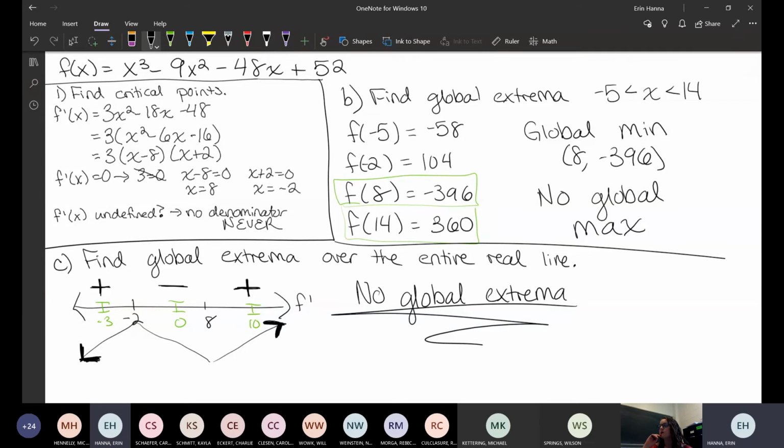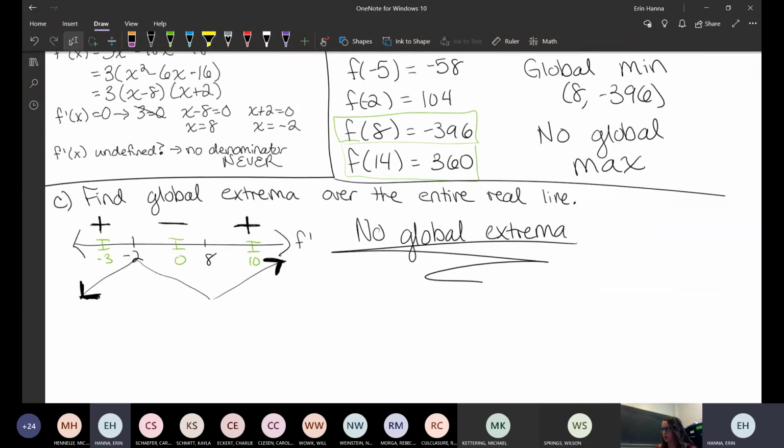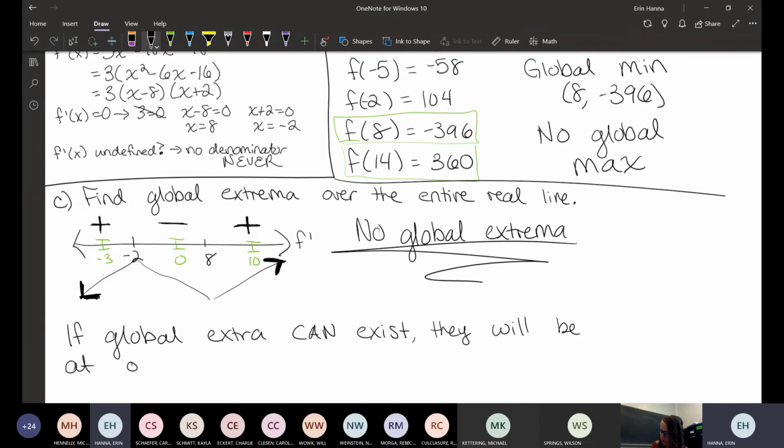Okay. In general, for questions like these where it's over the entire real line, maybe I should clarify and say if global extrema can exist, so the only time global extrema can exist in the real line situation is if it goes up in both directions, in which case there will be a min, or if it goes down in both directions, in which case there will be a max. So if you're in either of those situations where global extrema can exist, they will be at one of the local extrema.